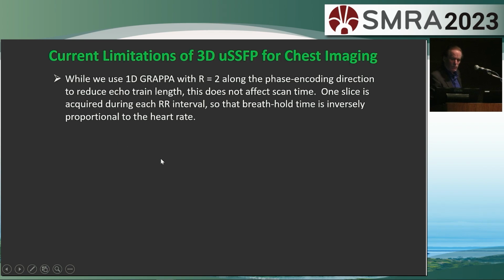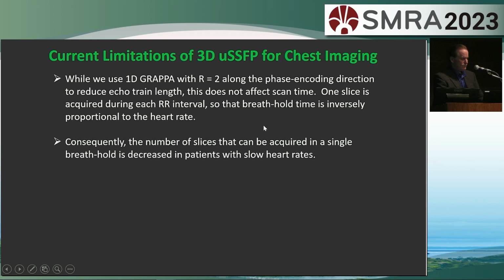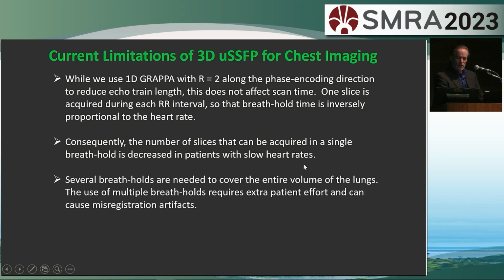So, what are the limitations of this? One is that we use a 1D GRAPPA acceleration with an acceleration factor of 2 or 3 along the phase encoding direction, which reduces the echo train length, but it doesn't reduce the scan time because we acquire 1 slice for each RR interval. So the breath hold time is inversely proportional to the heart rate. Consequently, we're limited in the number of slices that we can acquire, especially in patients with slow heart rates, and this requires several breath holds to image the entire lungs.